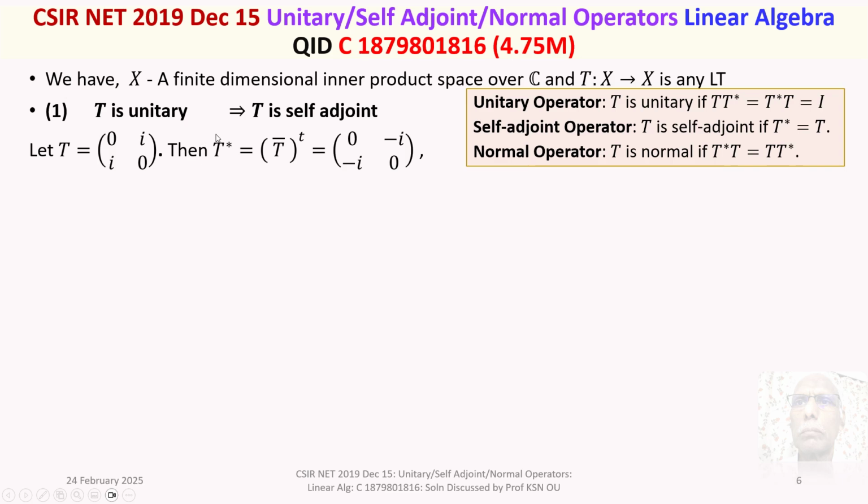Then T star, in matrices, the adjoint, is the transpose of the conjugate, or the conjugate of the transpose. T bar transpose. That is 0, minus i, minus i, 0. Take the transpose again, and you will get the same matrix, 0, minus i, minus i, 0. Agreed.